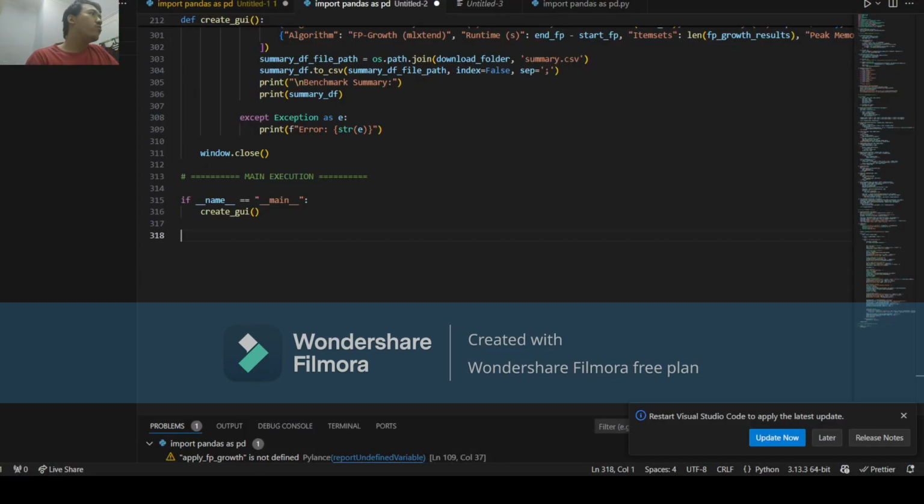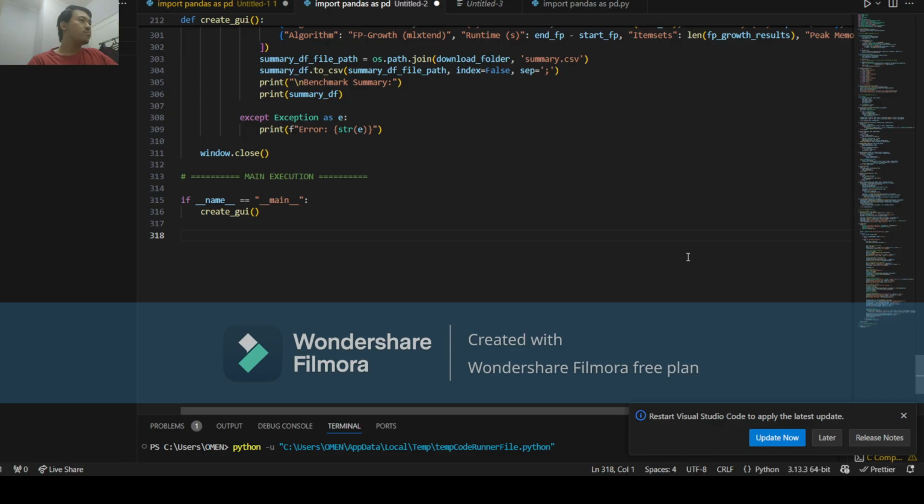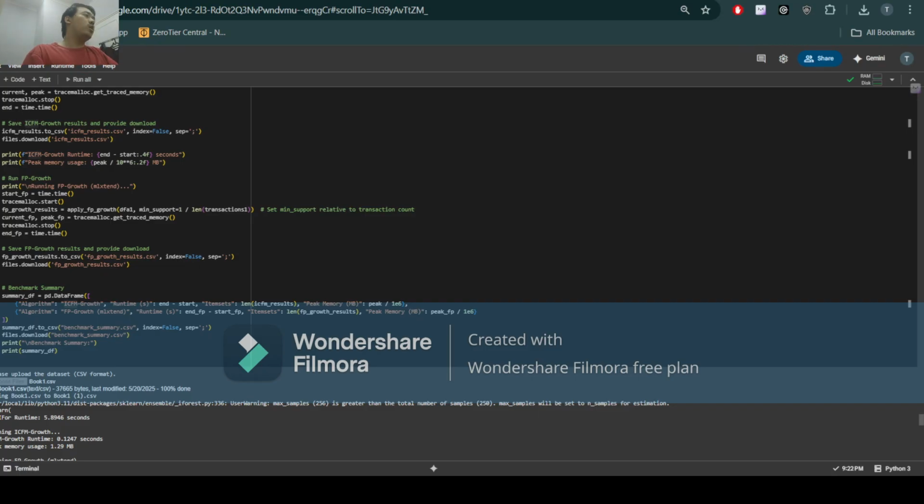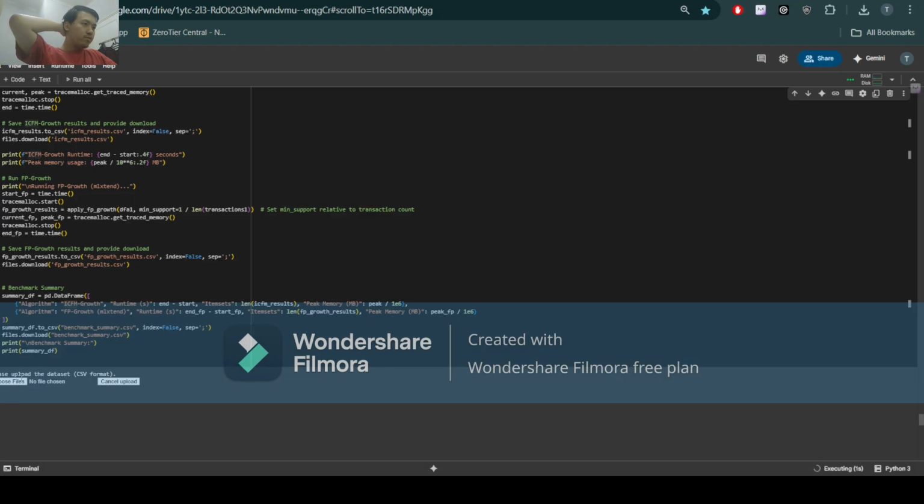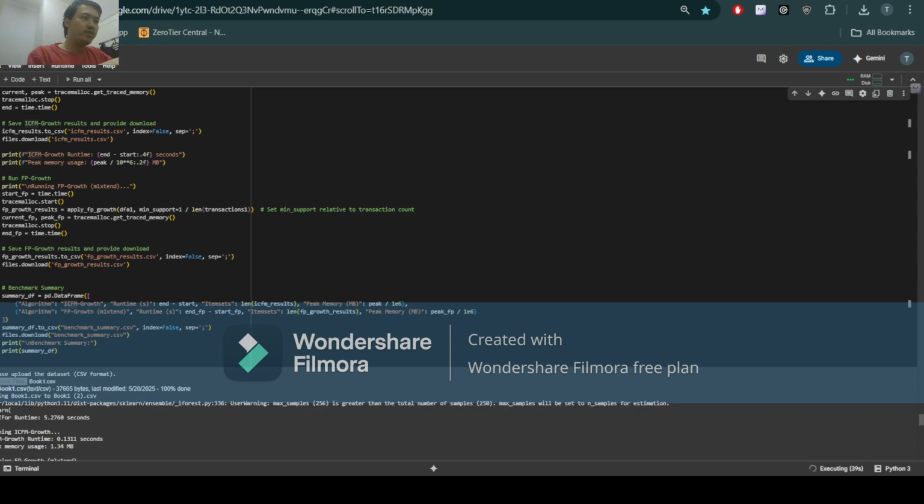Okay, now we're going to try to run the code. Let's just use Google Colab to run the code. Okay, upload the dataset. Here we're going to use 250 transactions. Here we can see the result.